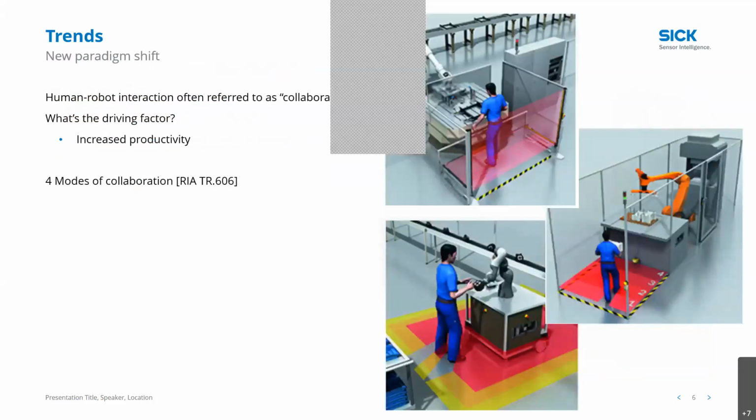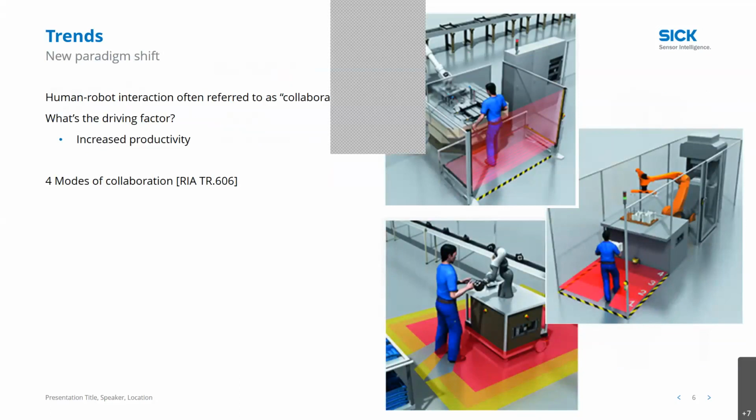What we're seeing now in industry is increased human-robot interaction, which is often called collaboration. And we all know the driving factor for this is increased productivity. Now a person can work in a shared workspace or maybe directly with the robot. And this is what the standards call collaboration.